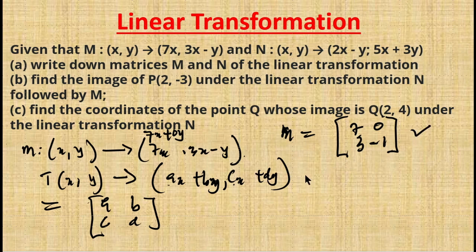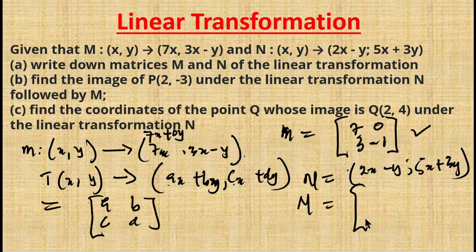Then we can now write the matrix again for N, from 2x minus y and 5x plus 3y. The matrix for N: my a again in N will be 2, my b will be minus 1, my c will be 5, and my d will be 3. So I'll close this bracket. So this is a matrix for M, and this is a matrix for N. That answers question A. Now let's look at question B.